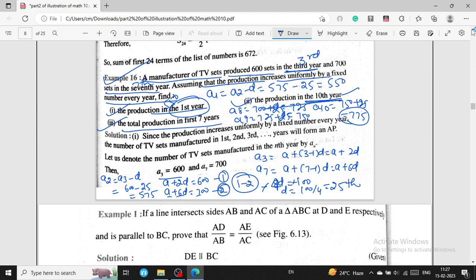Total production in the first 7 years. Now here we have to find S7. S7 will be found by n by 2 in square brackets 2A plus n minus 1 D. You can put the formula here: 7 by 2, 2a, where a will be 550, plus n is 7 minus 1, and d will be 25.